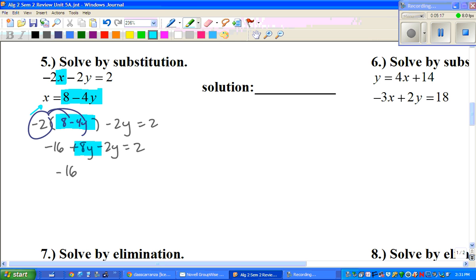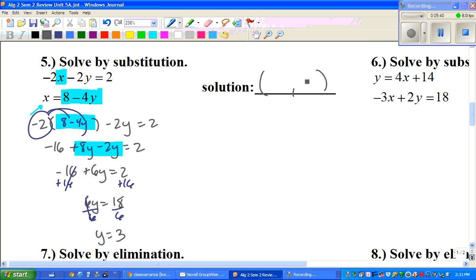Combine your like terms. We get positive 6y equals 2. You have to add the 16 to the other side. And we get 6y equals 18. We're not done yet because y is not by itself. And we get y equals 3.